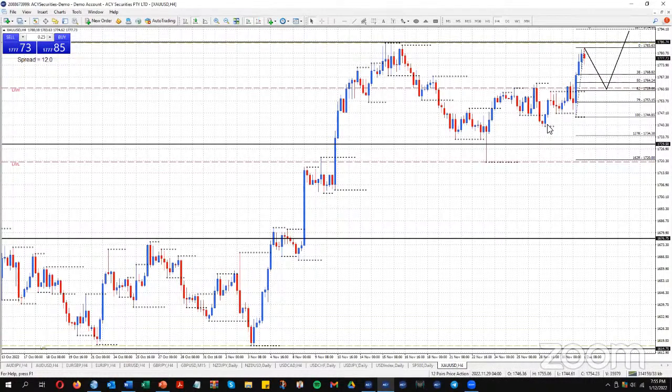If we're going to move higher on any form of pullback, these 4-hour tops should act as support in some form or fashion. All right, so that's the structure of gold at the moment.